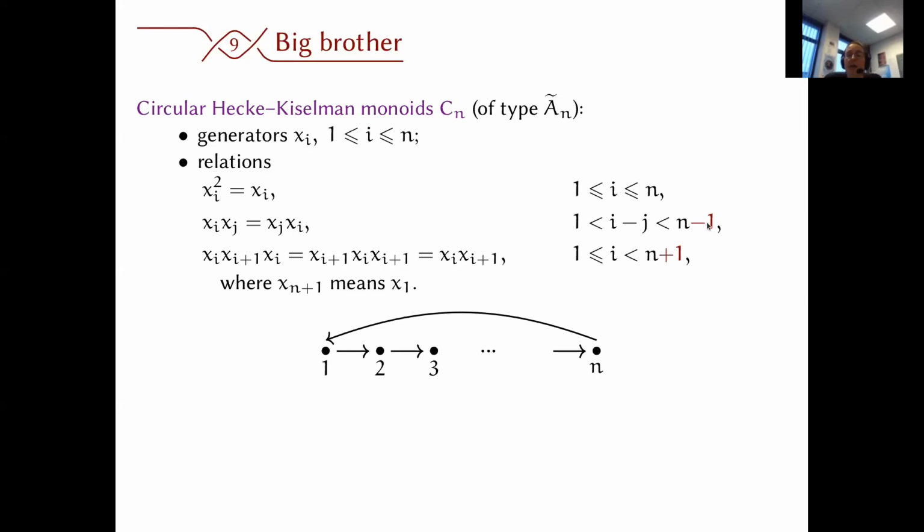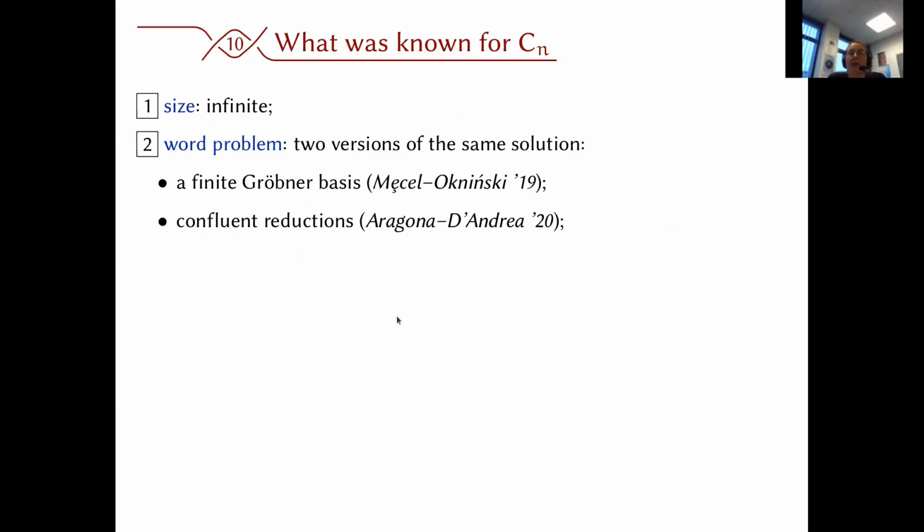This is actually a very important example, because certain types of questions, for example, the question whether the algebra of this monoid will be Noetherian, will have the Noetherian property, can be reduced to these types of monoids. So that's why I call it the big brother, the important thing. And let us look at what was known previously about them.